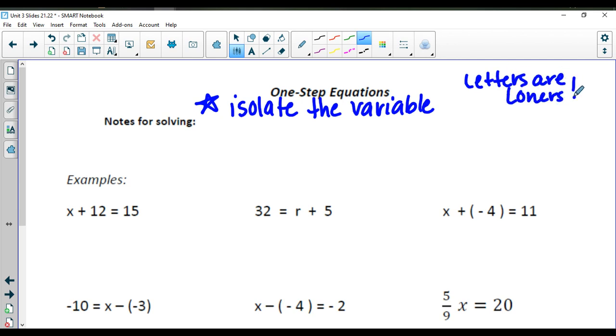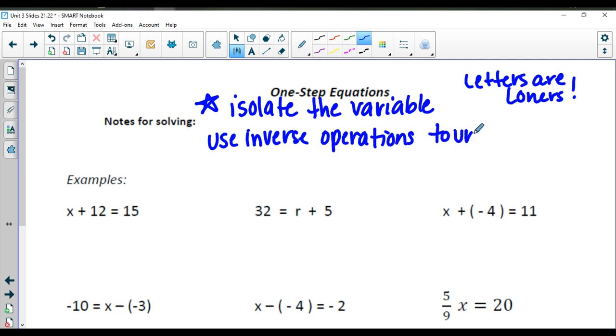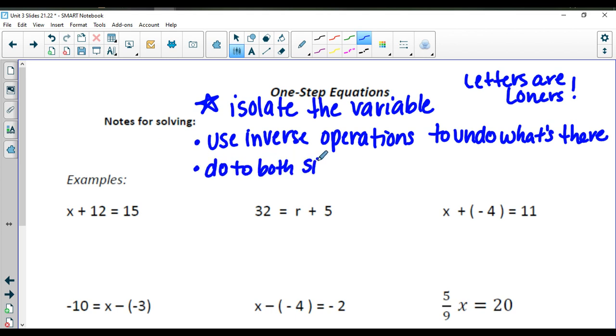They like to be alone. So your job is to try and get that letter all by itself. So we're going to go ahead, isolate the variable. We are going to use inverse operations to undo what's there. And whatever we do to one side, we have to do to both sides of the equal sign.